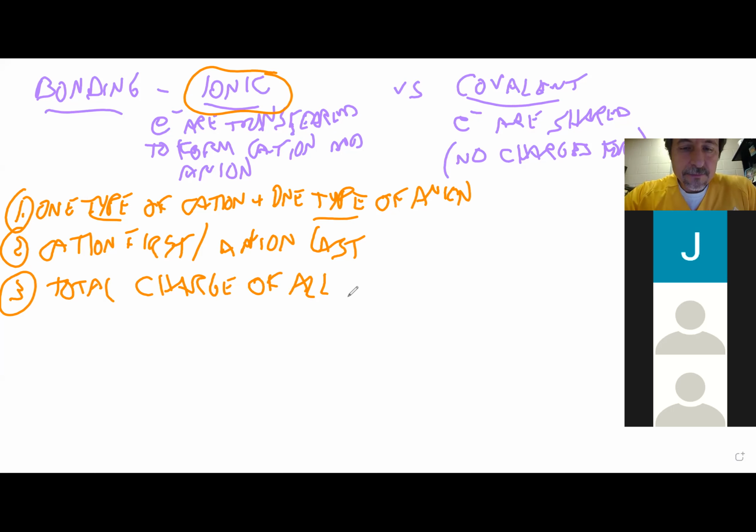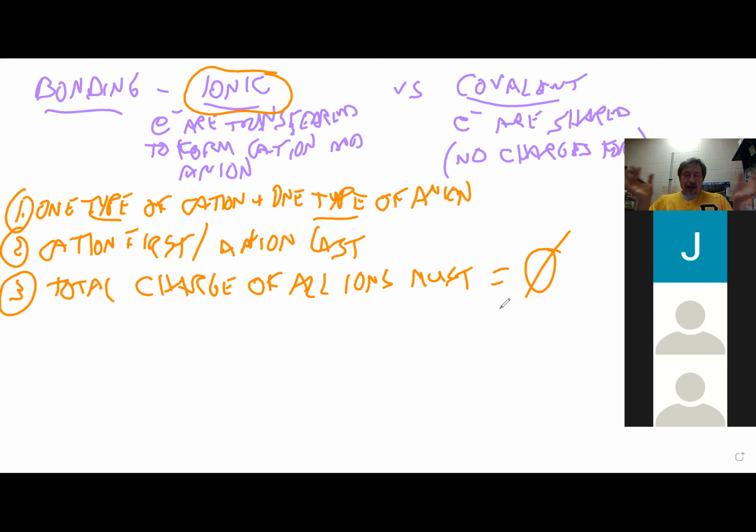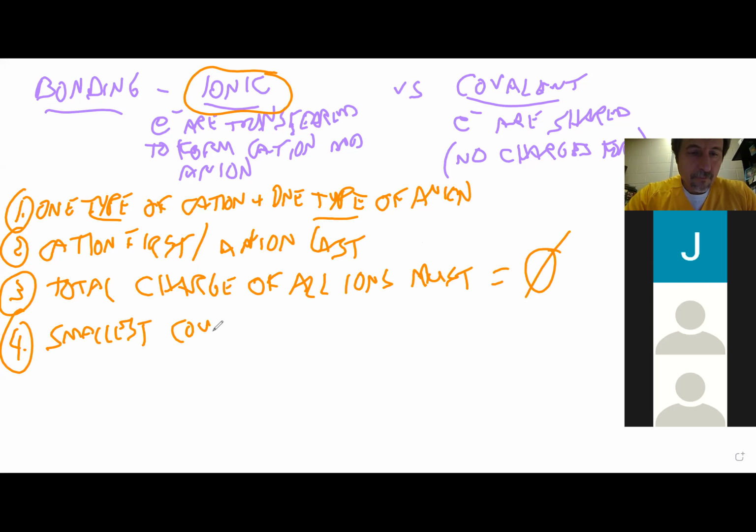Total charge of all ions must equal zero. That's how you figure out how an ionic compound gets put together. The total of all the cations and the total of all the anions all together has to equal zero. That's how you make and figure out the formula of the ionic compound. The compound must have the smallest counting number ratio of the ions. An ionic compound will never be Na3Cl3. It's always just going to be NaCl. Okay.